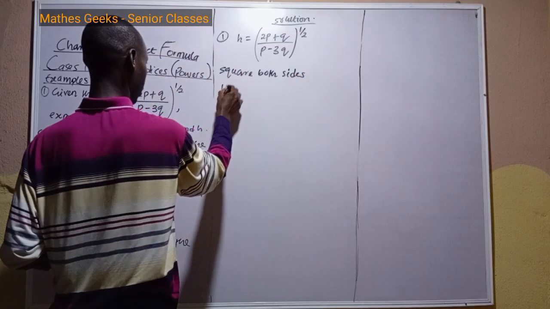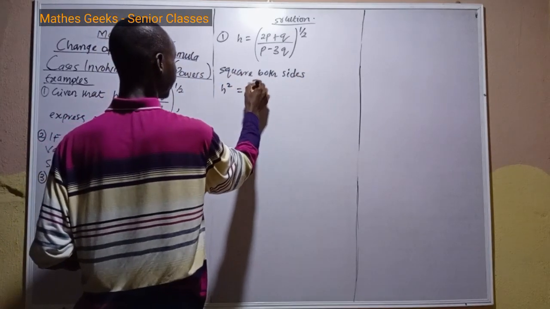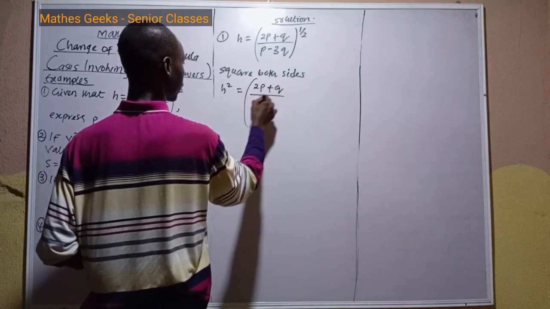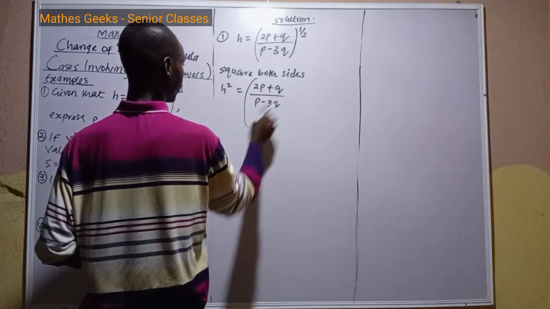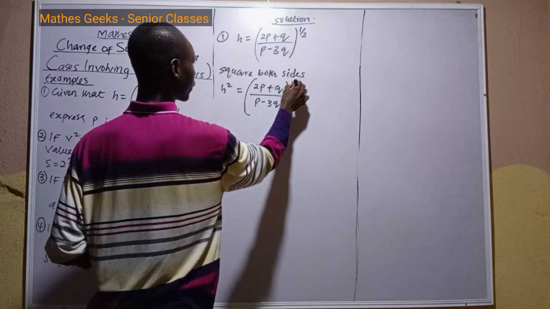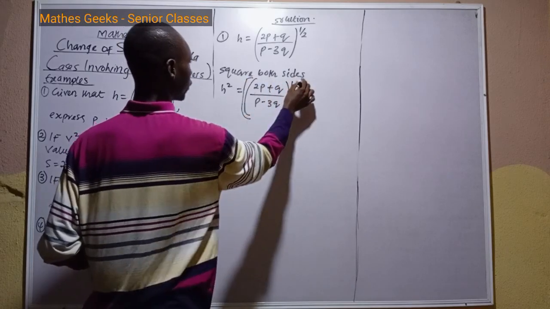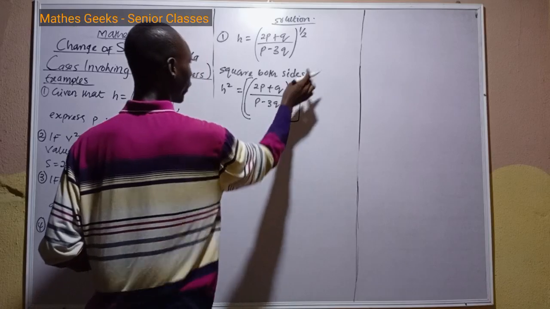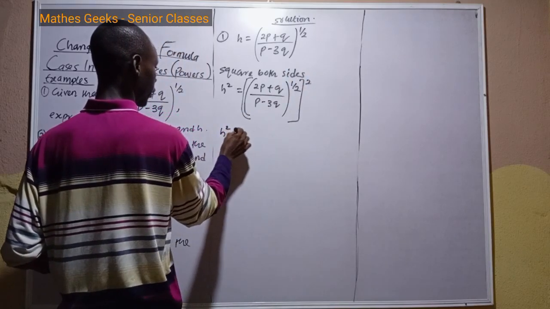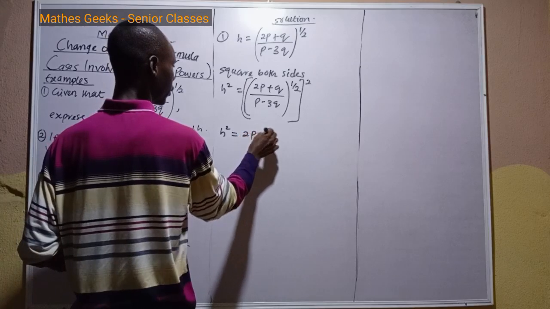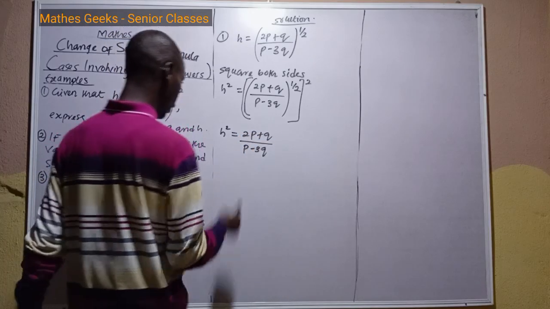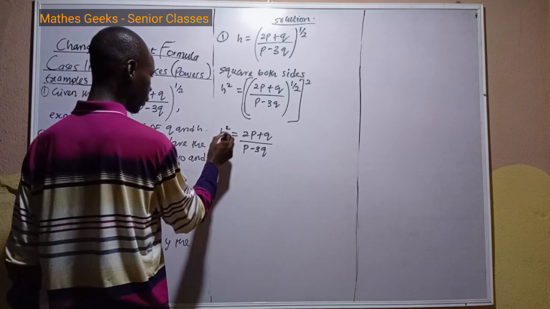Square both sides, so h squared equals 2p plus q over p minus 2q. So 2 times 1 half, 2 divided by 2 is 1. So h squared is equal to 2p plus q over p minus 2q. So the next thing is to cross multiply.